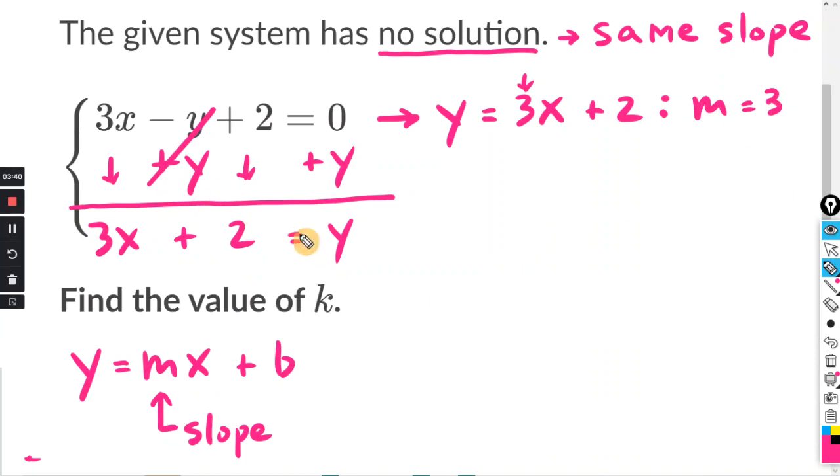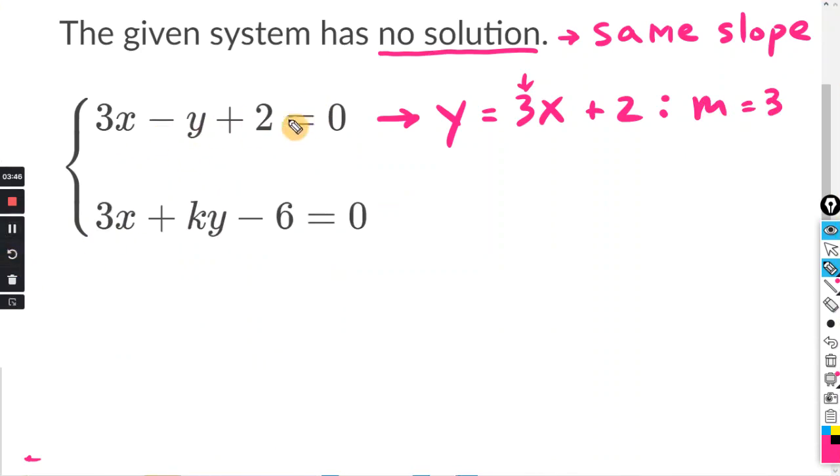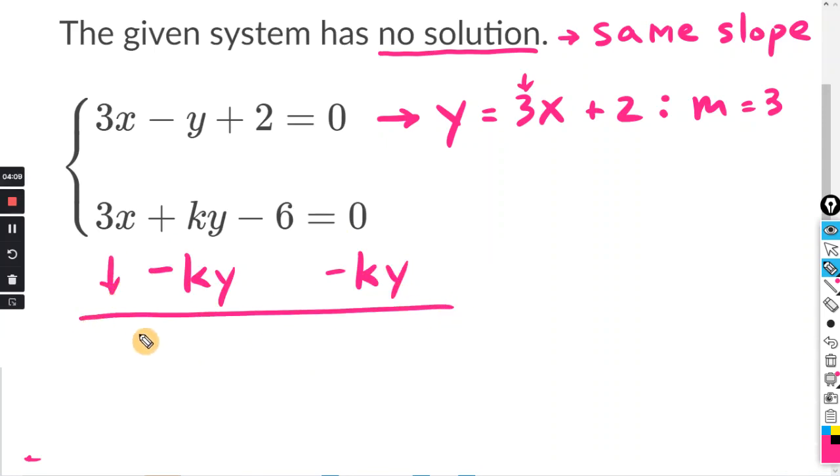Now we're going to do the same thing on the bottom equation so we can get it in the same form. Over here, we added y to both sides, so same thing here. I'm going to get y on this side of the equal sign. We have plus ky. I'm going to do the opposite, and that's minus ky, to both sides of the equal sign. Bring down your 3x, ky minus ky cancels, bring down your negative 6, and 0 minus ky is going to give us negative ky.